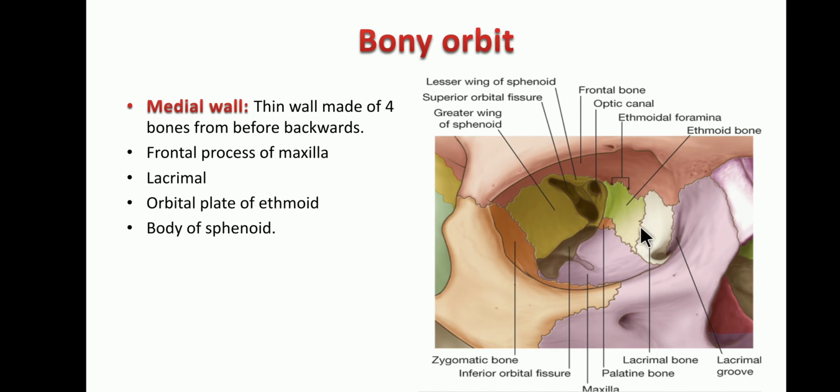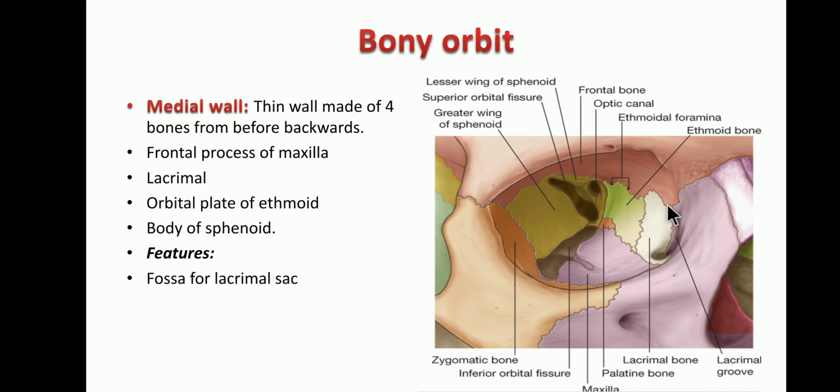So mainly 4 bones you are able to see: frontal process of maxilla, then the lacrimal bone, then the orbital plate of ethmoid, and finally the body of the sphenoid. The features you come across are 2 foramens in the medial wall, the anterior and posterior ethmoidal foramen. They transmit the anterior and posterior ethmoidal vessels and nerves, which are branches of the ophthalmic nerve and the ophthalmic artery. That is one feature you come across.